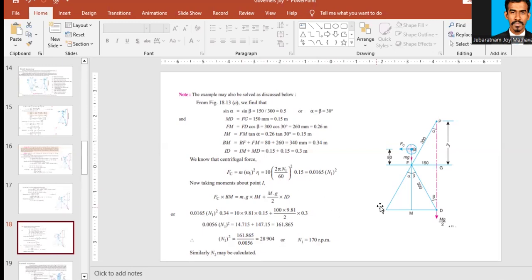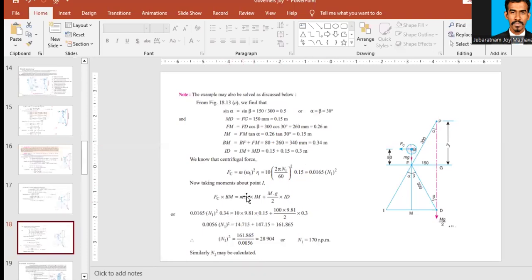Now we'll take moments about this point I. Why? Because I have an unknown term, so I need another equation to find it. So FC, this centrifugal force, into length BM is equal to small mg into length IM plus capital MG by 2 into length ID. When you replace all the terms, except for the n1, we know everything else. So instead of FC, I will put 0.0165 n1 squared into BM. BM we have already found, 0.34.